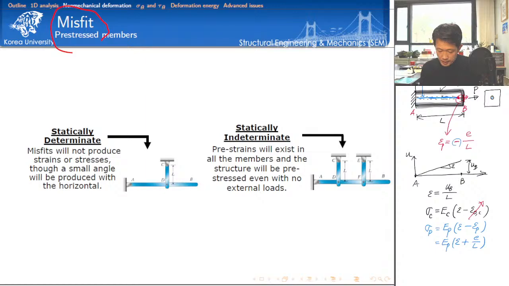And then instead of total strain, we need to put UB and L. Here also UB and L.